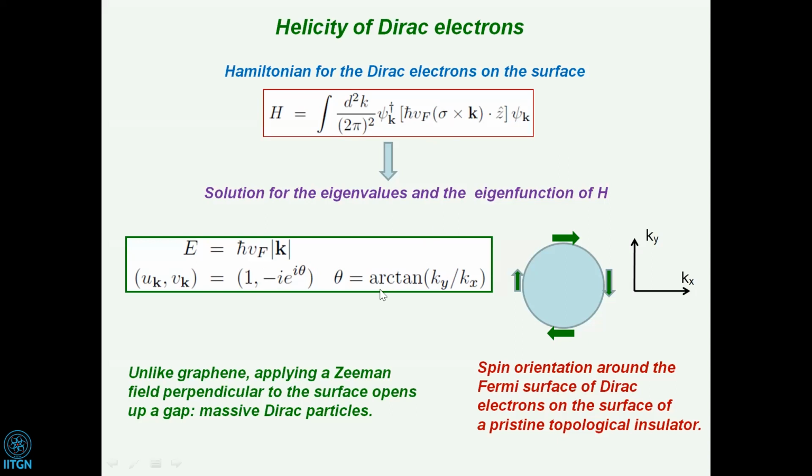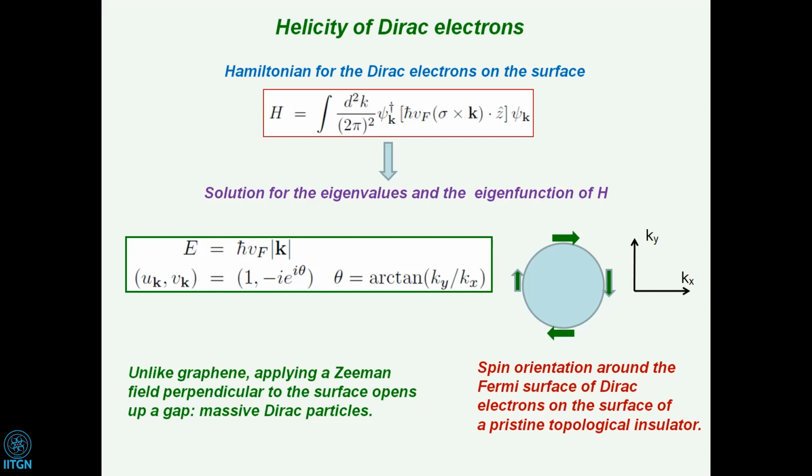Theta again is the angle at which these electrons move. But now imagine that an electron moves along x, so that ky is equal to 0. So this means that if I just put theta equal to 0 in this, because theta is tan inverse of ky over kx, then what I find is this is 1 minus i, which is an eigenstate of sigma y. So the spin points along minus y if you are moving along x.